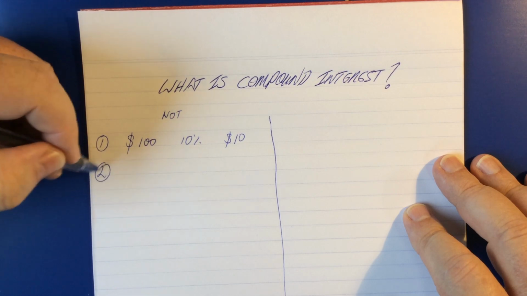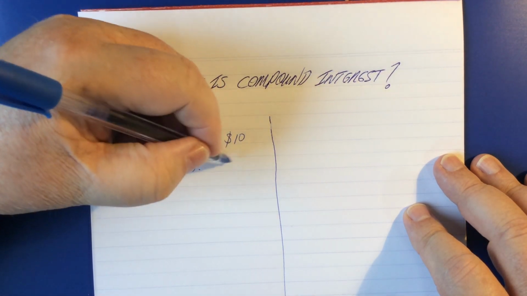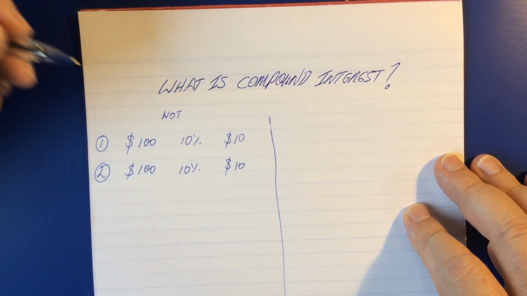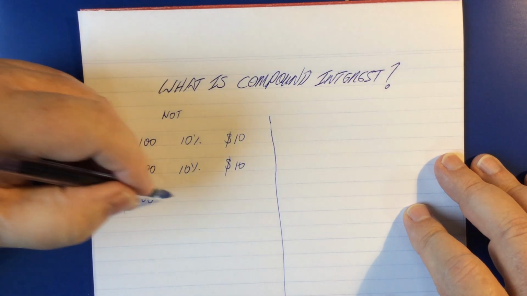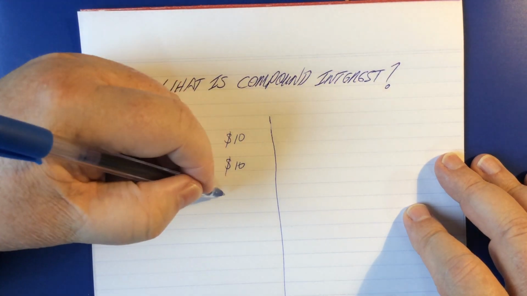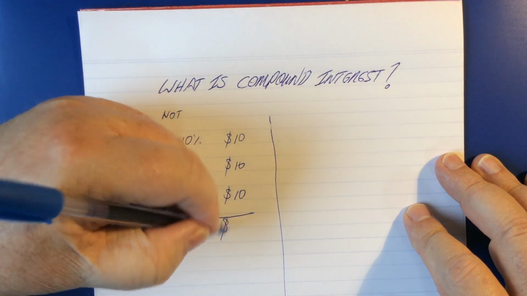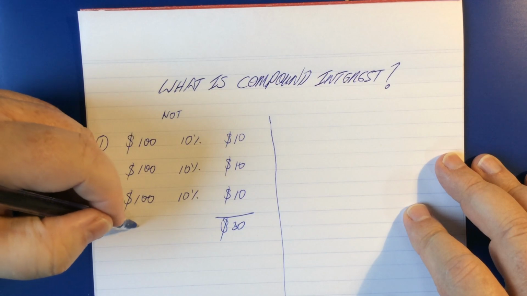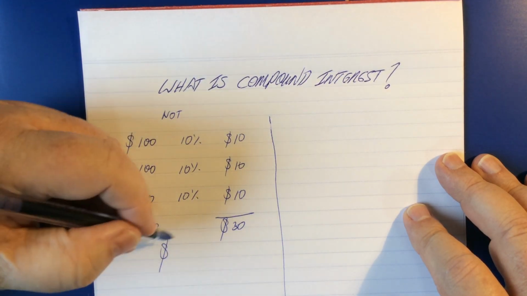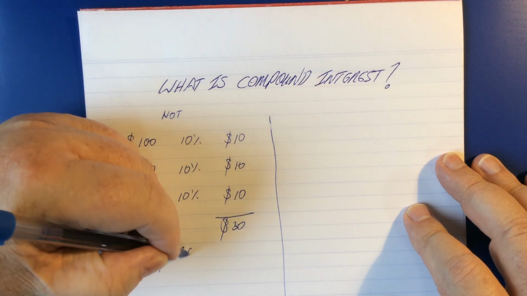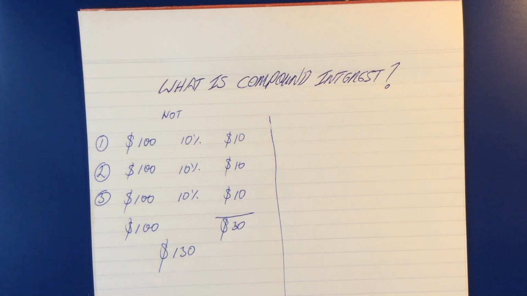We do it again, $100, 10%, $10. We do it again, $100, 10%, $10. And at the end of 3 years, we have $30 in interest and we still have our $100. And so our total is $130, of which 30 is interest. This is not compound interest.